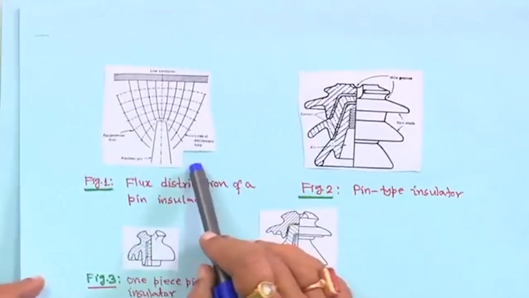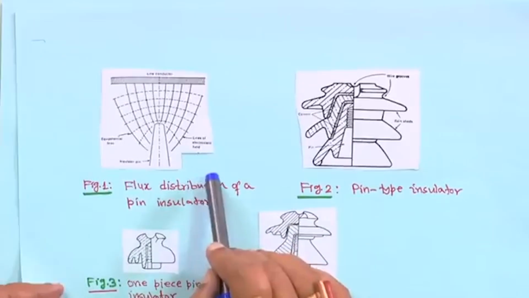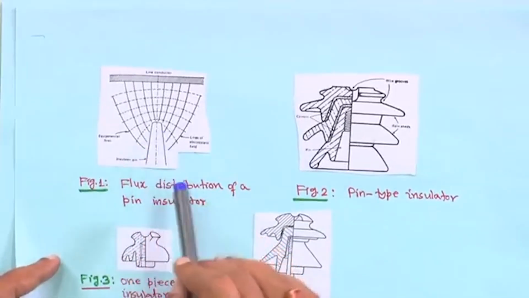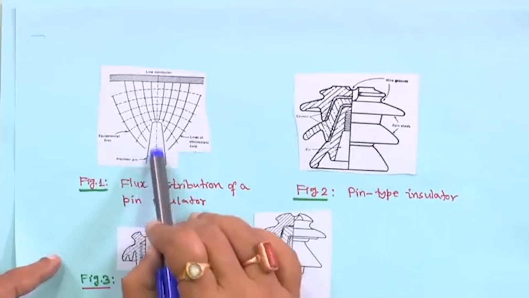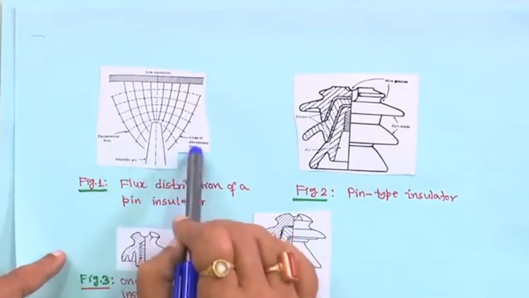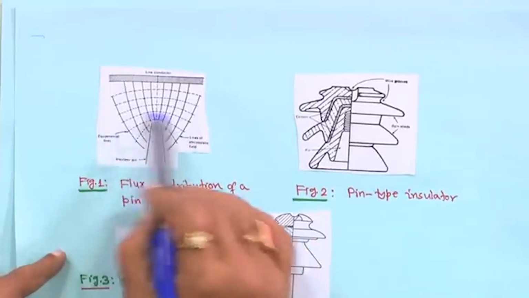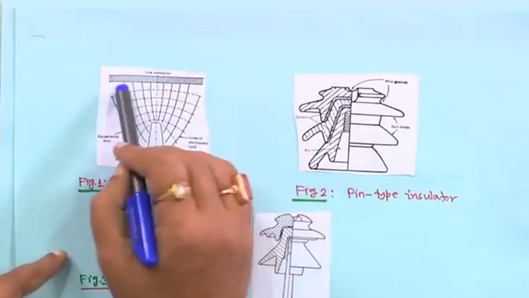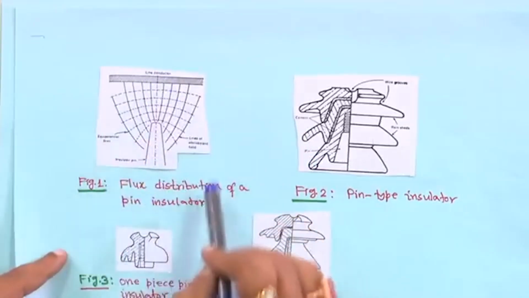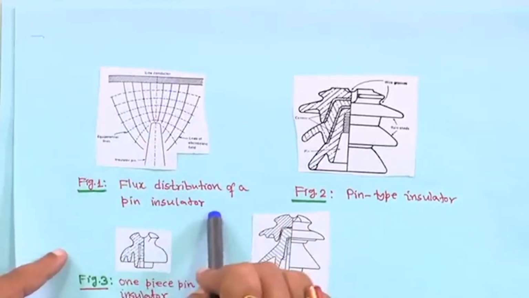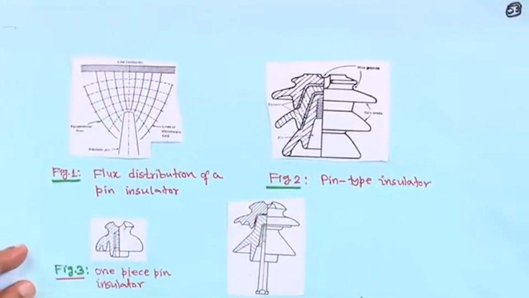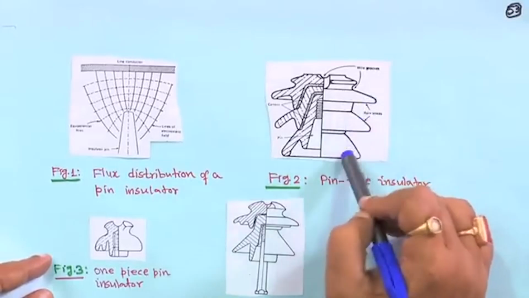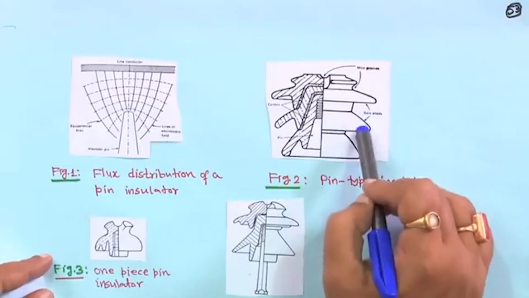I have taken it from a book rather than hand drawing. So, this is the flux distribution of a pin insulator. This is a pin, and this is the insulator, and these are your lines of electrostatic field, and this is the equipotential surface, and the conductor is connected, suppose, here. So, this is your line conductor. And this pin type insulator, this is called the rain shade, right.